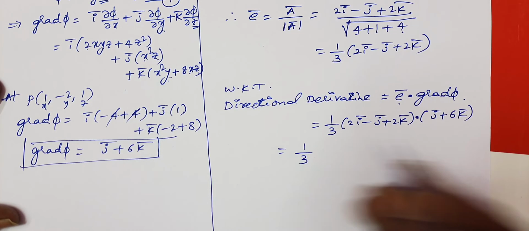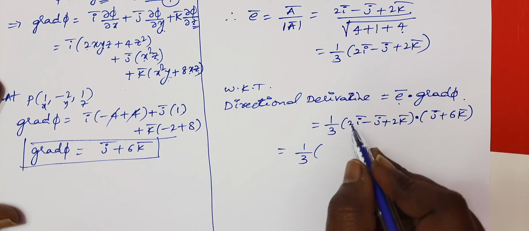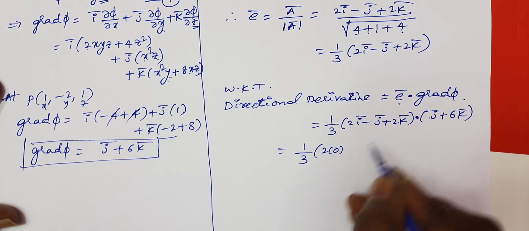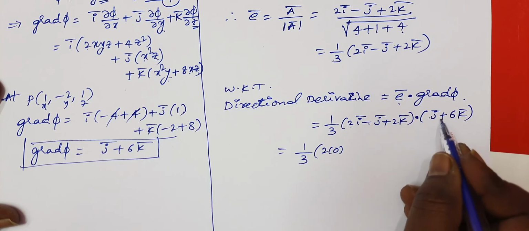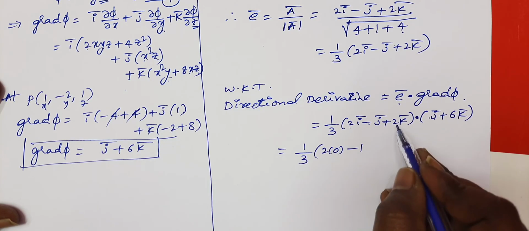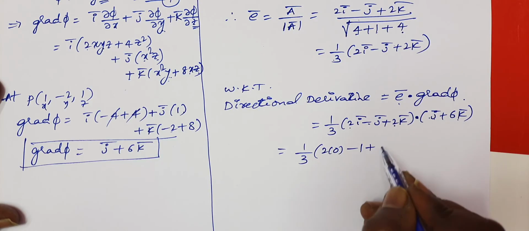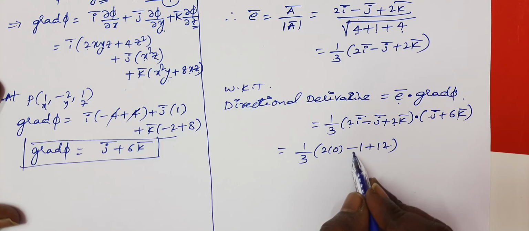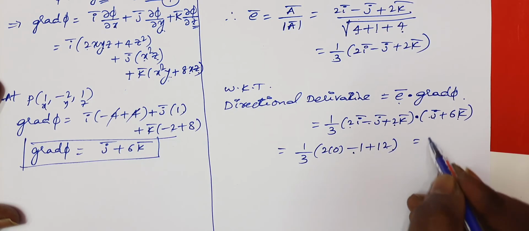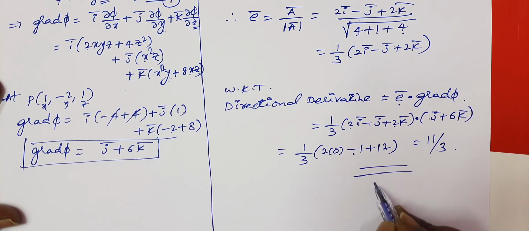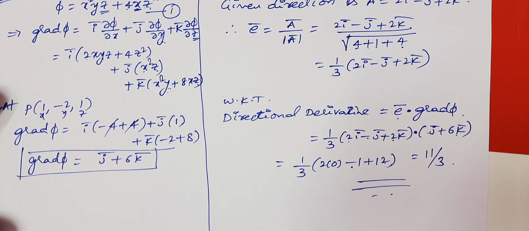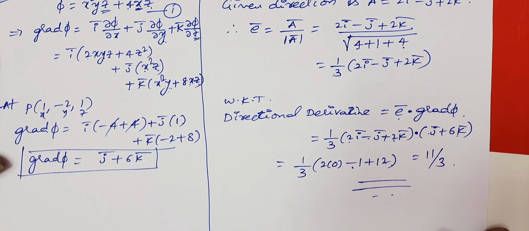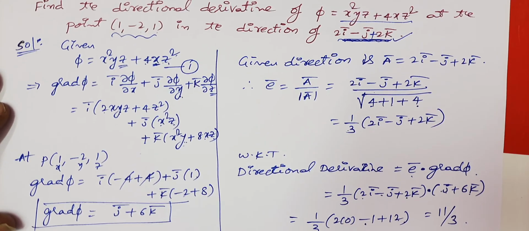So how can we get the dot product? Multiply the corresponding components. There is no coefficient of i bar, so 2 times 0 is 0, minus 1 into the j bar coefficient, it is minus 1, and the k bar coefficient, it would be 2 times 6 are 12. So 12 minus 1, it would be 11, 11 by 3. This is the directional derivative. Directional derivative is nothing but a constant, nothing but a scalar. Don't forget it. This is also very, very important. And move to the next one.